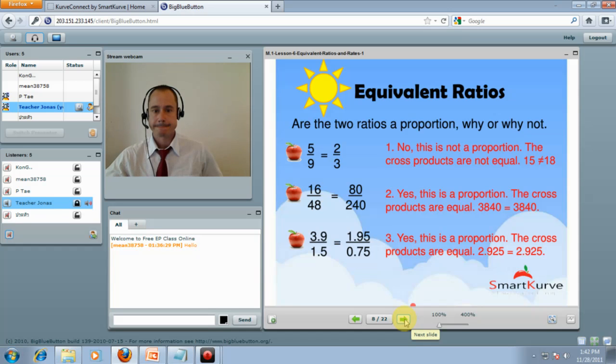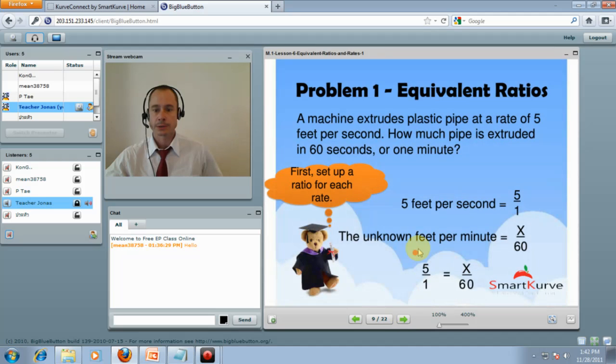So we go on. This technique you can now use in problem solving. But first we have to set up some equivalent ratios. This is an example here. A machine extrudes plastic pipe at a rate of 5 feet per second. How much pipe is extruded in 60 seconds or 1 minute?